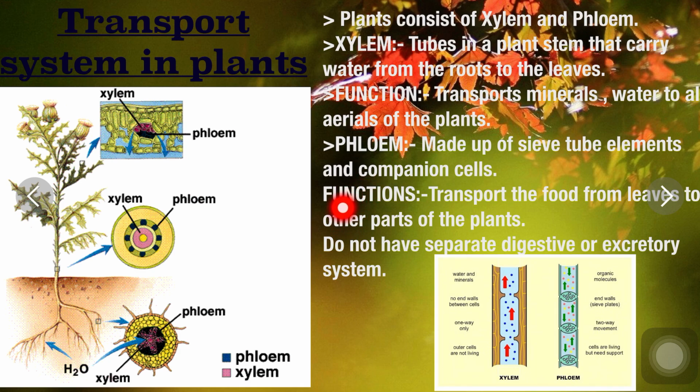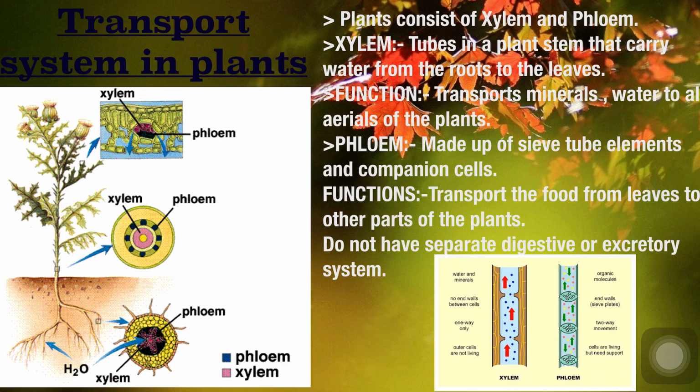place in the plant. Now students, the xylem transports minerals and water from the root to all aerial parts of the plant. Aerial means upper part. And the phloem transports the food. Food in the sense you can say glucose, etc. from the leaves to other parts of the plant, where it is either consumed or stored for future use.